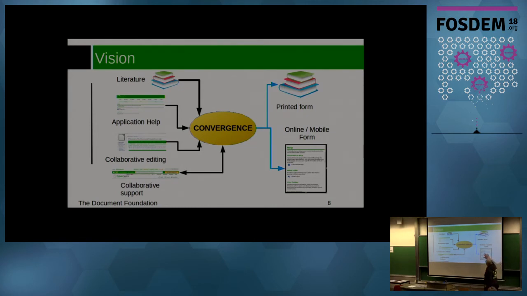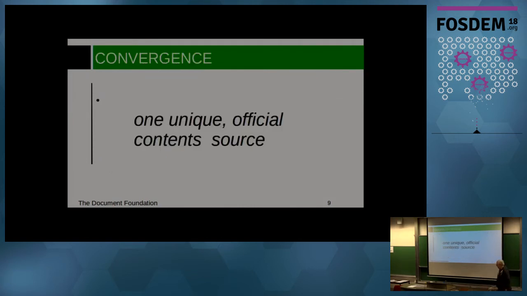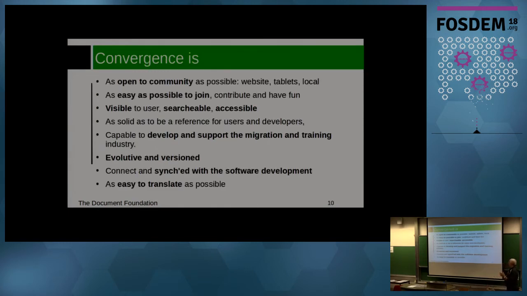And with that convergence of content, we want to have not only the output in terms of online, but also we want to be able to print, and perhaps also, to add to this point here, I just missed it, the multimedia formats that we would like to have. So in a sense, it's one unique and official content source. Why is it official? Because it is important that we be the source for many other kinds of industries, like the training industry and the publishing industry, and get a unique and official source of information on LibreOffice.